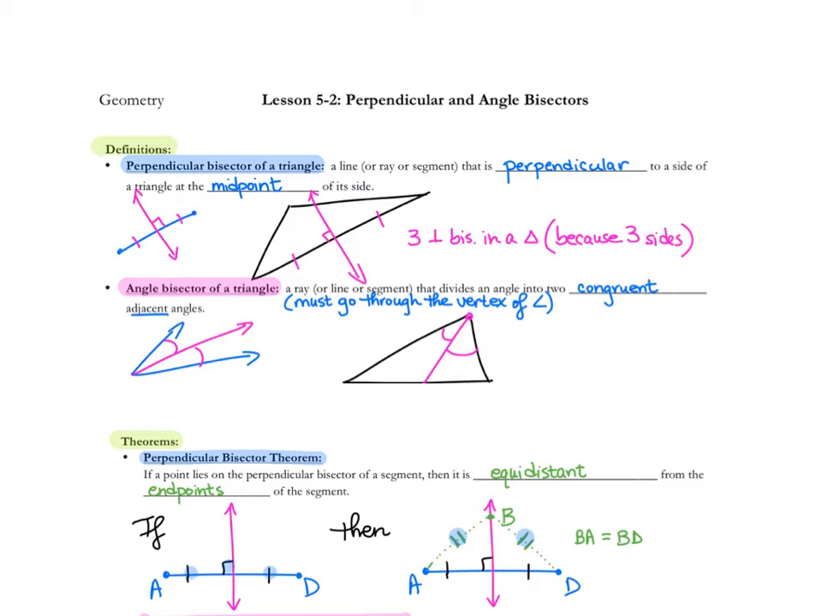Now notice that a perpendicular bisector does not have to go through a vertex of the triangle. The vertex over here is not lying on this perpendicular bisector, whereas an angle bisector has to go through a vertex. Just the nature of the fact that it's an angle bisector is going to cut the angle in half, so it must go through a vertex of the triangle.